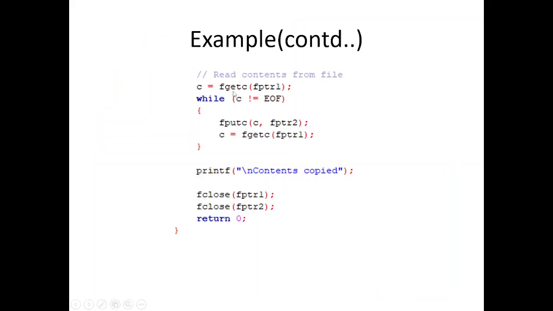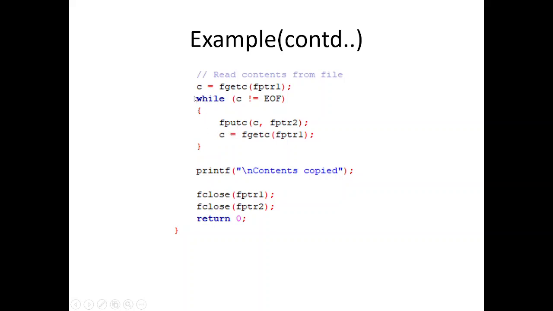Initially we are going to get a character from the first file, that is the file that was opened in read mode, and that character is stored in the variable C. We are going to check whether the character that is read is end of file or not. If it is not end of file, we are going to put that character using fputc to the second file pointer, that is the pointer which points to the file that is opened for writing.